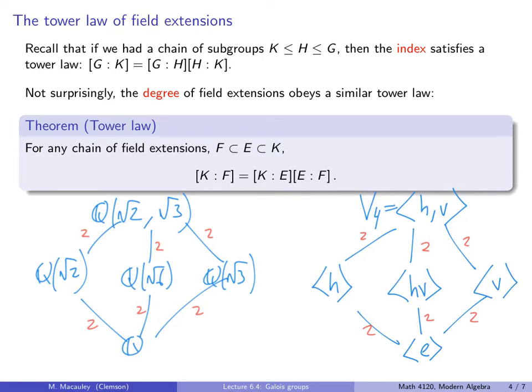So my comment of not surprisingly is motivated by the observation that these edge labels here are the degree of the extensions on the field side, and they are the index of the subgroups on the group side. So on the group side, we know that the index of this subgroup in that one is just the product of these labels, 2 times 2. So over on the field side, the degree of this extension over that one should also be 2 times 2.